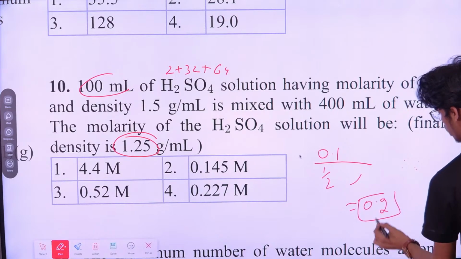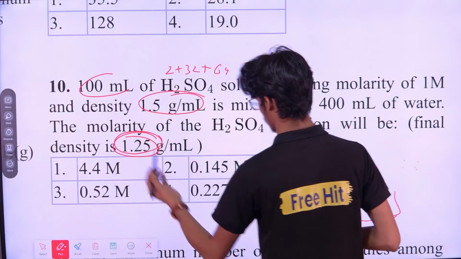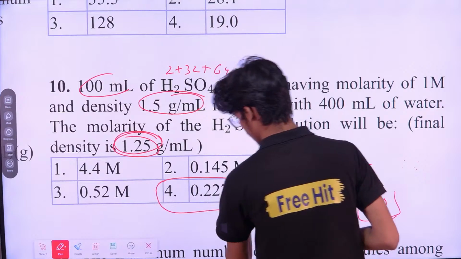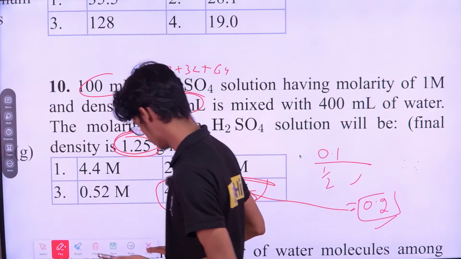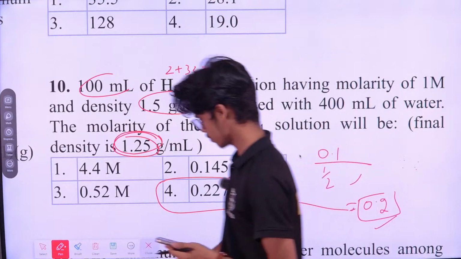Now I do not know why these particular options are given. You can calculate it, and the nearest answer is option number 4. I got a little confused. You can fast forward the video for this. Now let's go on to the next problem.